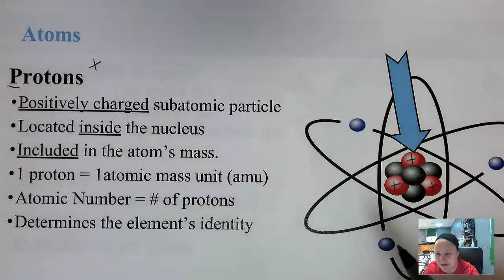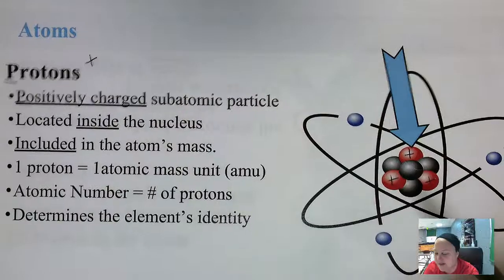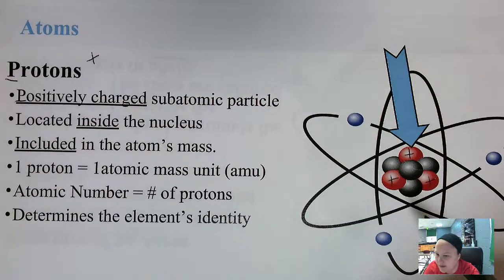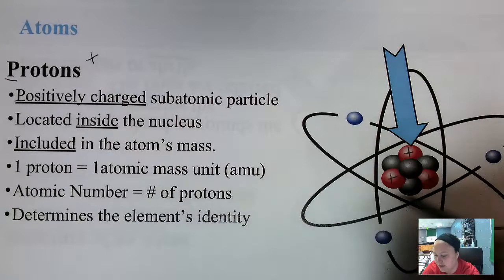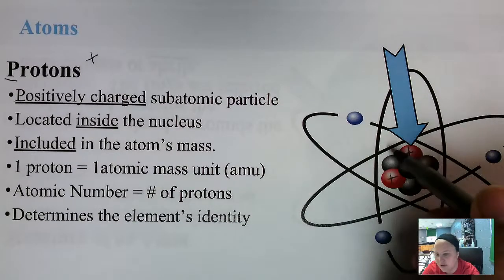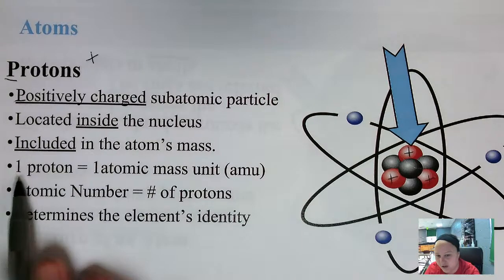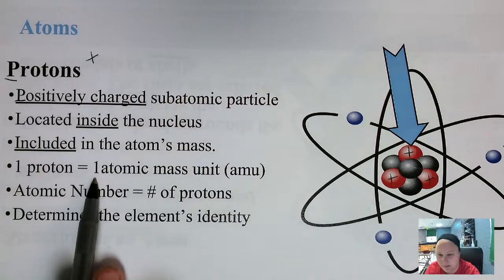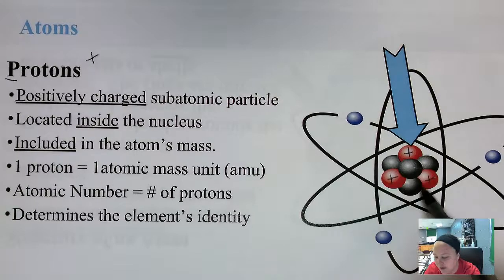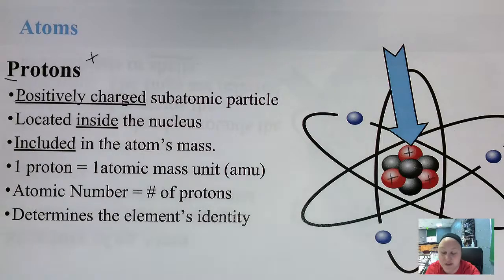It's included in the mass of an atom. So when we talk about the mass of an atom, we're talking about the nucleus, because that's where the majority of the mass is. So one proton usually equals one atomic mass, but that's only partial of the mass. Neutrons make up the other part of the mass, and that's really important to know later on.